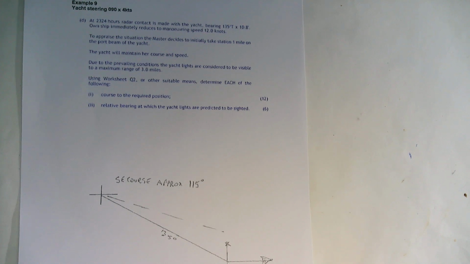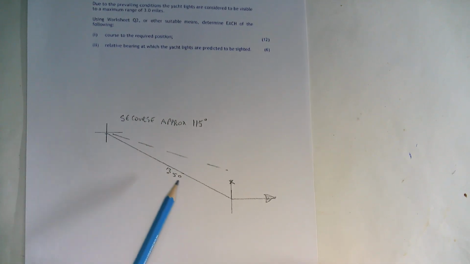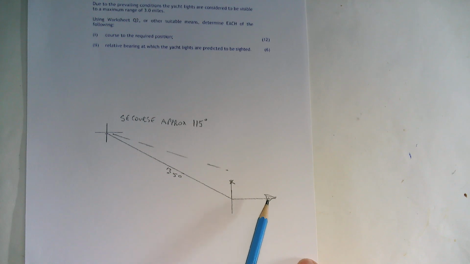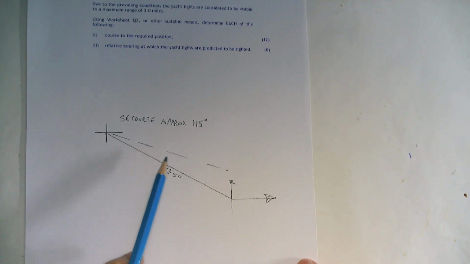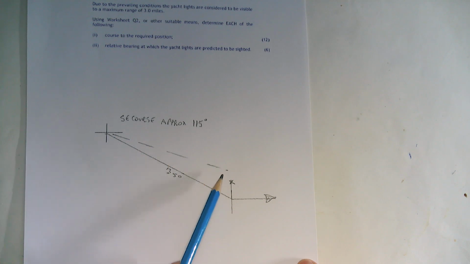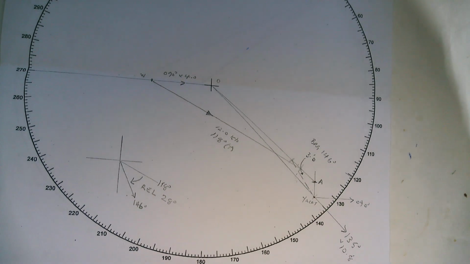So I always think before you do the plot, you can always just do a quick sketch. So that here we are, bearing 135 the yacht, going at 090, and we have to reach this position. Just looking at this, we can see that our approximate course is going to be around 115 degrees. I always think it's good to do an initial sketch, and that helps you to get it right when you're doing your vector triangle.